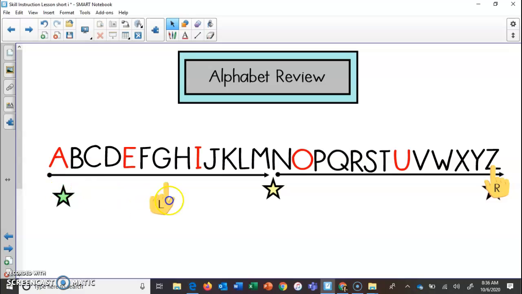All the letters that come after A and before Z are called medial. Our two middle letters are M, N. We are going to touch and name the alphabet in sequence.